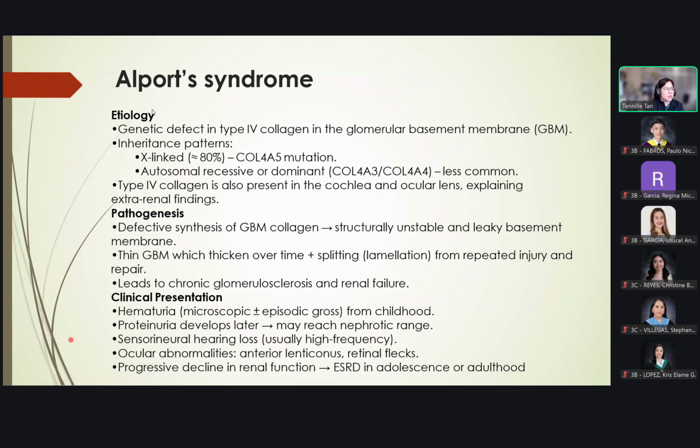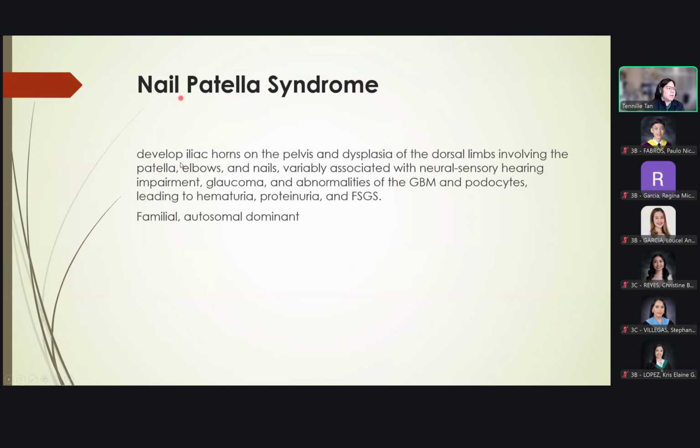We also have nail patella syndrome. Patients often develop iliac horns on the pelvis and dysplasia of the dorsal limbs involving the patella, elbows, and nails, and variably associated with sensorineural hearing impairment, glaucoma, and abnormalities of GBM and podocytes, leading to hematuria, proteinuria, and FSGS. Again, this is also a familial autosomal dominant disease, similar to thin basement membrane disease.